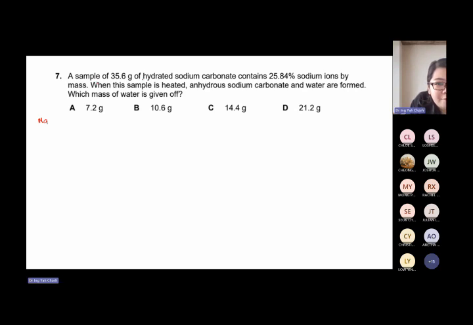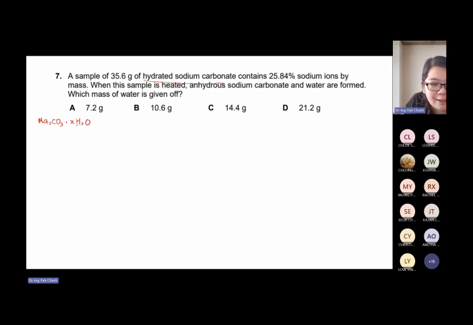Now, I have a sample of hydrated sodium carbonate. Hydrated sodium carbonate's formula is Na2CO3. Inside this hydrated sodium carbonate, it has water, but this question doesn't tell us how many waters. So I put xH2O. You always see this in paper 3 also, right? They want you to find x, the number of water molecules in the hydrated solid. They will give you x, then at the end you have to find x.